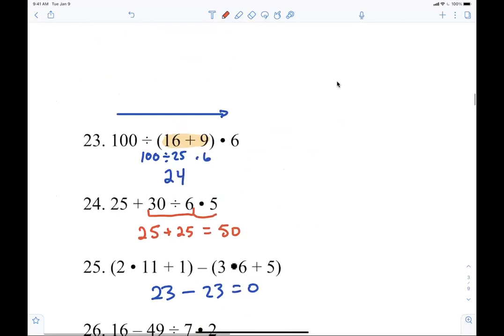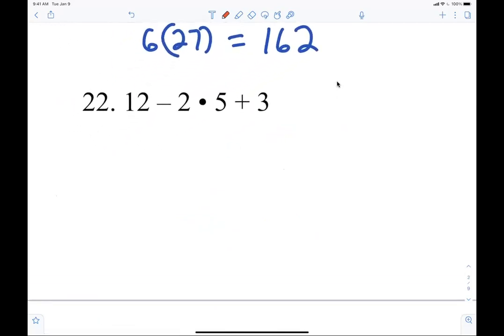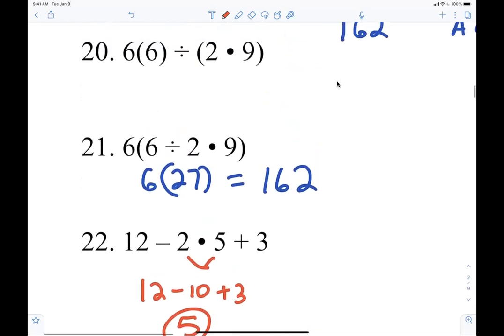All right, Holland, you get to help me out. First you would do 2 times 5. Yes, you would. 10. Then you do 12 minus 10. Yep, you get 2, and then after you get 5. You're amazing. Thank you. All right, 20.